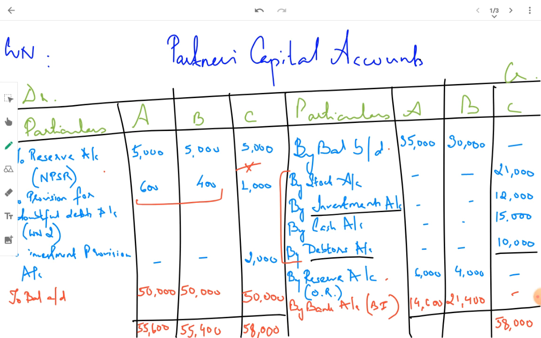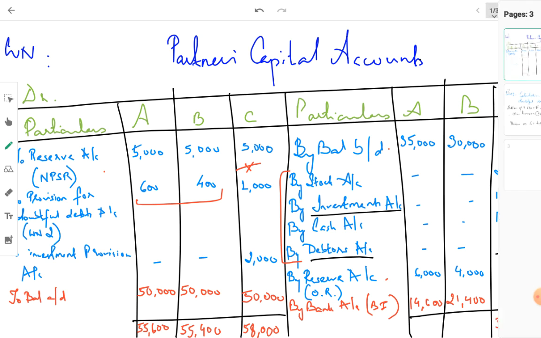And then we are calculating the balance by taking C's capital as the common balance for all of your partners. So we see on the credit side, partner C had 58,000, and then his balance is rupees 50,000, and 50,000 is now going to be the balance for your other partners, and then further adjustments were made and we calculated the balancing figure.